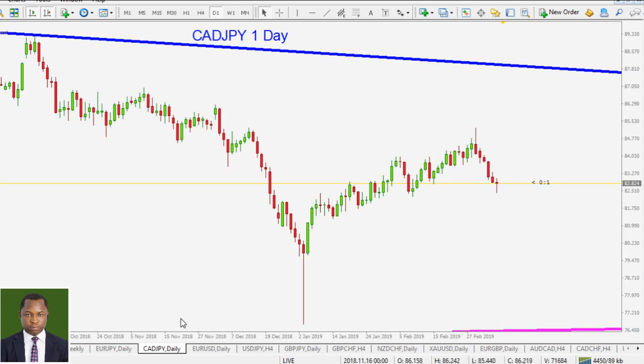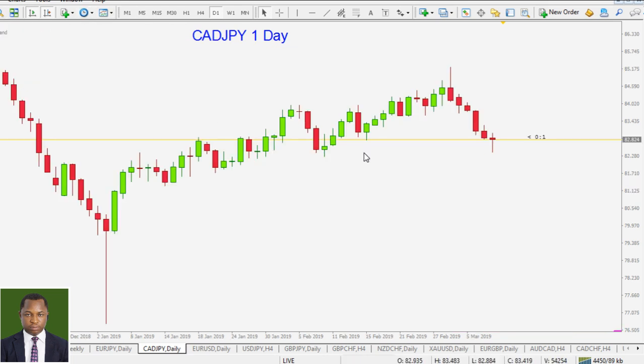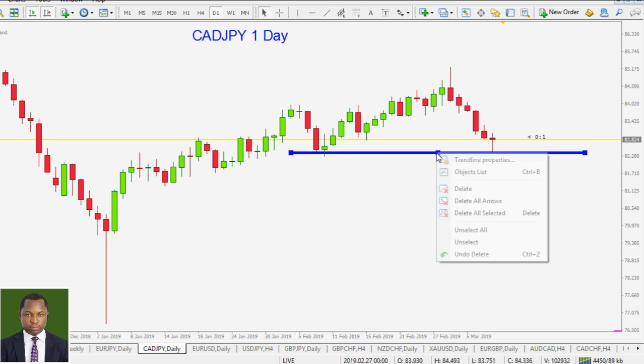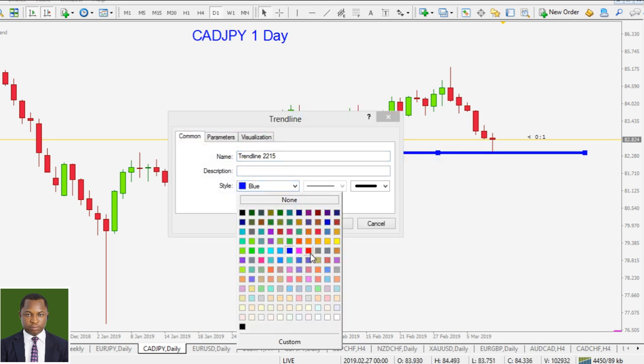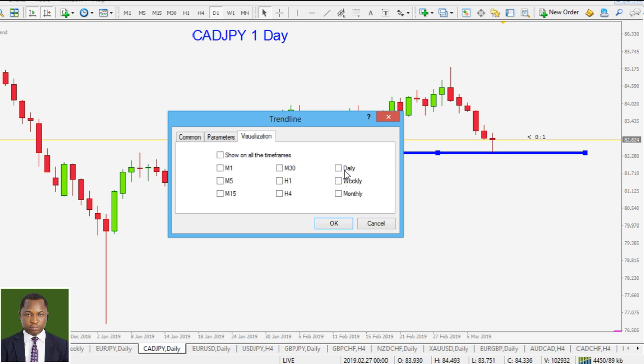All right, the Canadian dollar against the Japanese yen. Well, here there is really no need to waste that much time. I just want to show you that price is reacting off an area that should act as support. And try to get that line in the daily time frame. That should be red. And take that in the daily time.